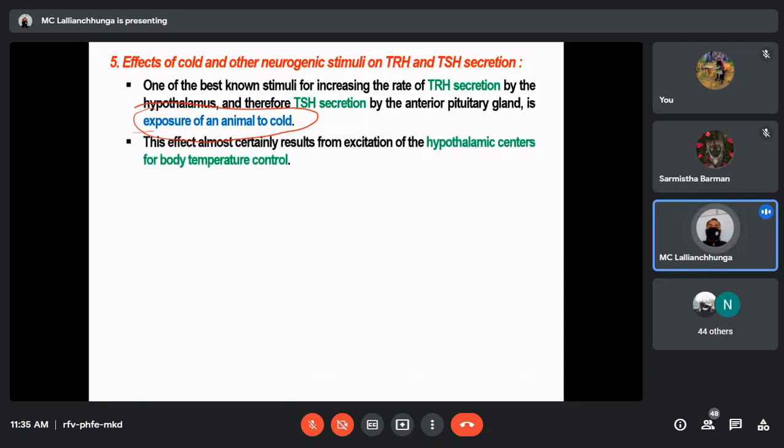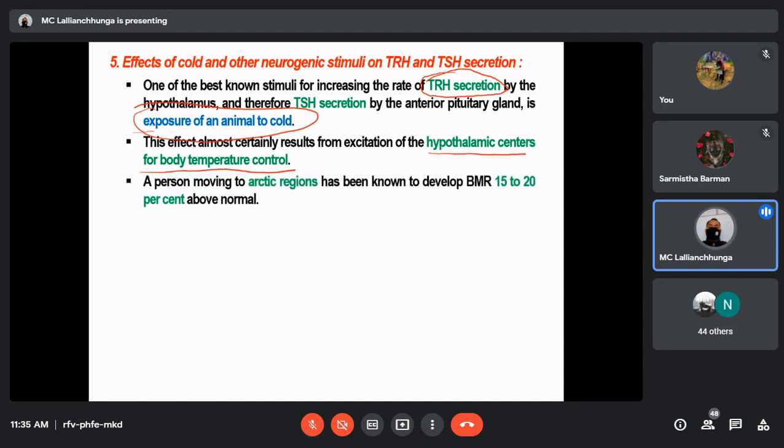This effect almost certainly results from excitation of the hypothalamic centers for body temperature control. Okay, so this is important. This is almost an indirect effect, we can say, not on the anterior pituitary gland, but on the hypothalamus to produce more TRH, because the hypothalamus is the center for temperature regulation of our body.